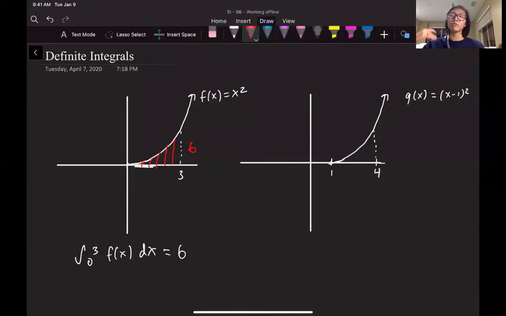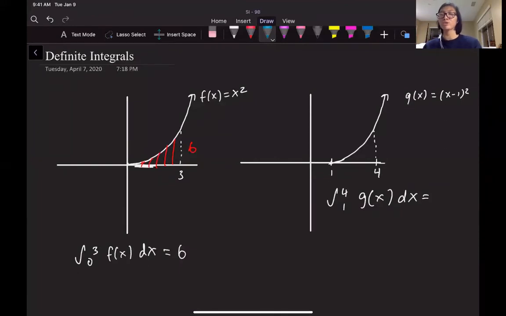Let's say I'm given this information and now I'm asked, what's the area under the curve of g of x? I want to know the area under the curve between 1 and 4 of g of x, which in math terms is the definite integral between 1 and 4 of the function g of x dx. Now I don't know how to find the definite integral of g of x.